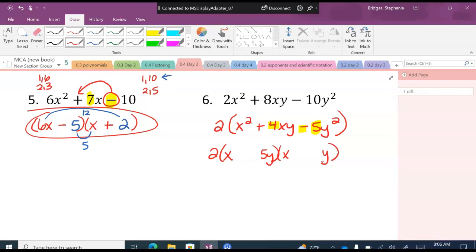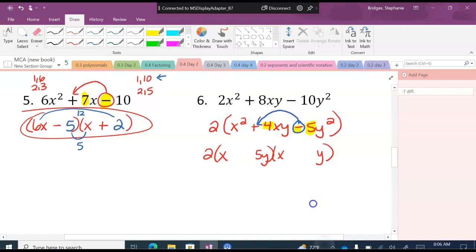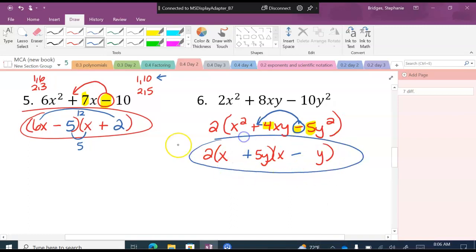Are my signs going to be the same or different? Different. And the first one goes in front of the bigger number. What's bigger, 5 or 1? 5. So we're going to put a plus 5 and a minus 1. And that is what that one looks like. So when they throw that second variable in there, it doesn't change how we're thinking about it. It just changed how it looks to be able to stick that second variable in the back of the parentheses.